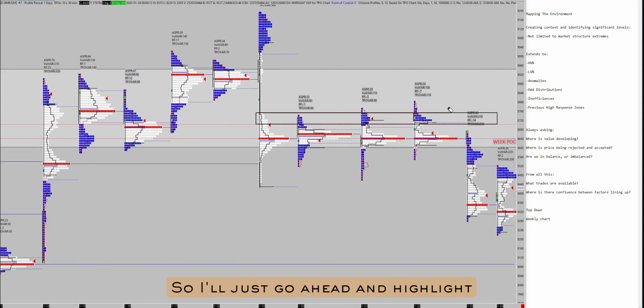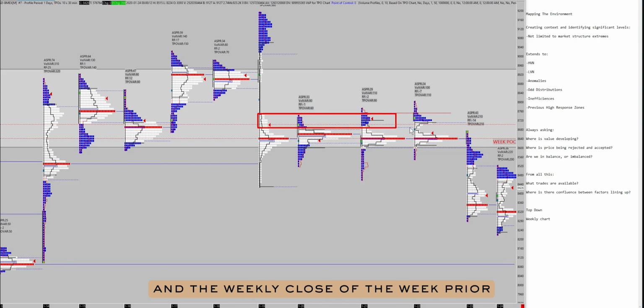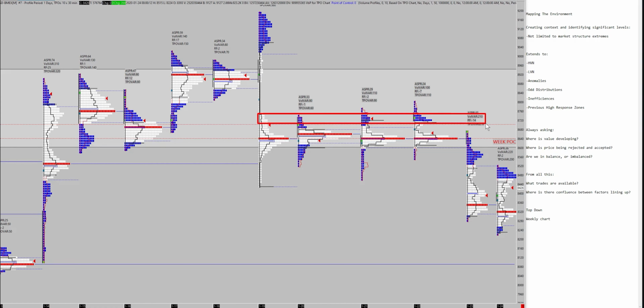So I'll just go ahead and highlight this with a different color. So I'll make sure that I have my drawing tools set up so they are red and maybe slightly larger. So we have the single print level and the weekly close of the week prior. Okay, so we know where the higher time frame level is now. So always have an understanding of where higher time frame structure is.